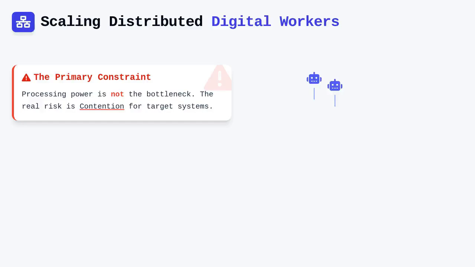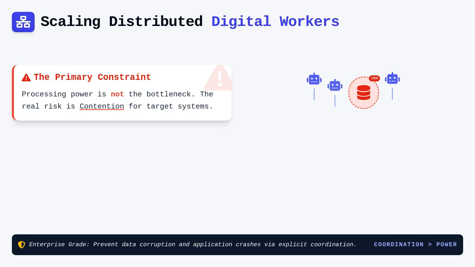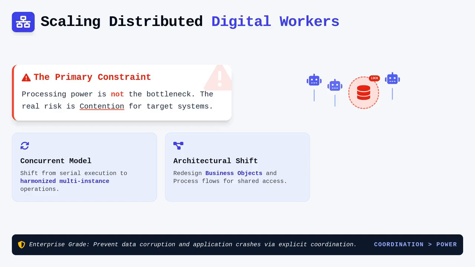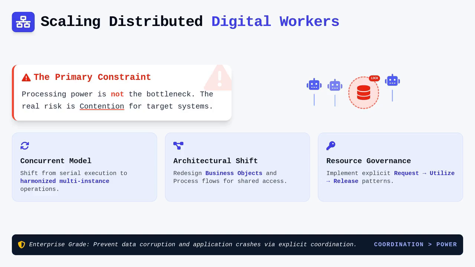If multiple robots attempt to update a shared file, a centralized database, or a locked network resource at the exact same moment, data corruption or application crashes are inevitable. To build enterprise-grade solutions, you must treat these shared resources as bottlenecks that require explicit coordination. The goal is to move away from serial, single robot execution toward a concurrent model where multiple instances operate in harmony. This requires a shift in how you architect your business objects and process flows, specifically regarding how they request, utilize, and release access to external systems.